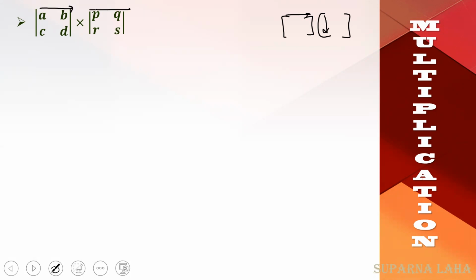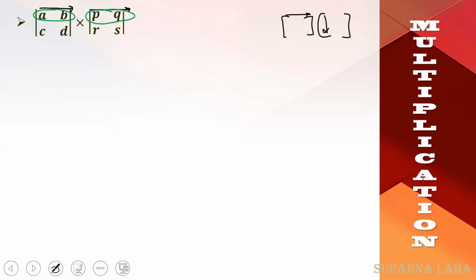How to multiply two determinants? Now we know how to multiply two matrices. At that time we take the two matrices and move row with column, right? But for determinants, we will move row with row. So first row with first row, and then first row with second row.